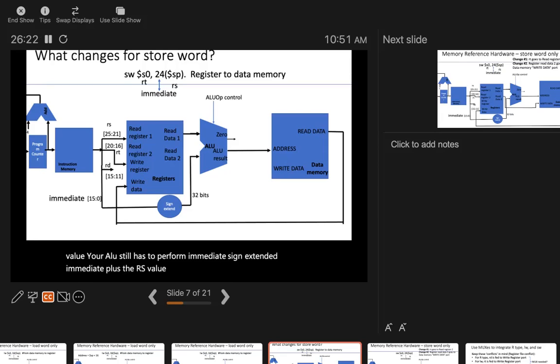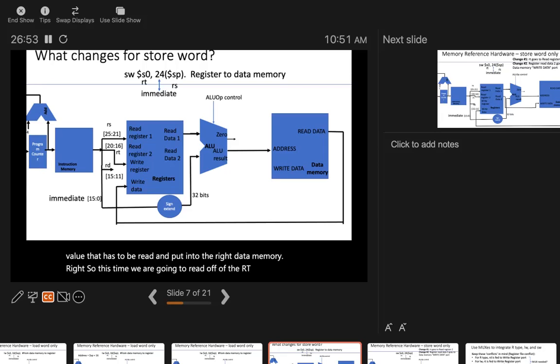So RS will still go into read register 1 and out will come the RS value. Immediate will still be sign extended and it will go to the ALU second input. Out will come the target address where you would like to write to because it's a store word instruction. However, it is the RT value that has to be read and put into the write data of the data memory, right? So this time we are going to read off of the RT register.